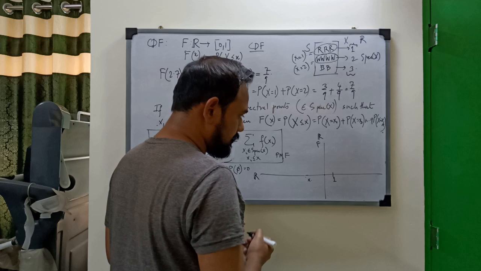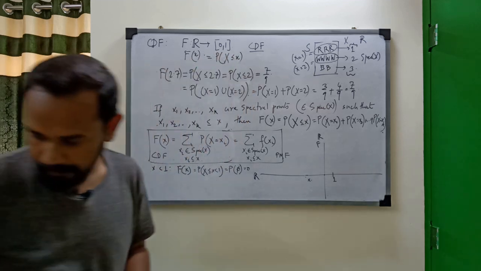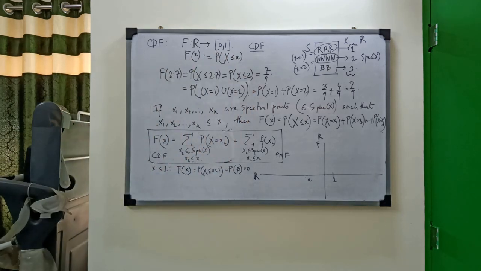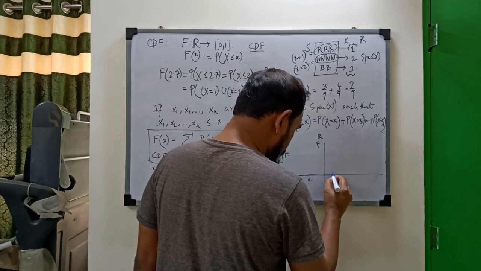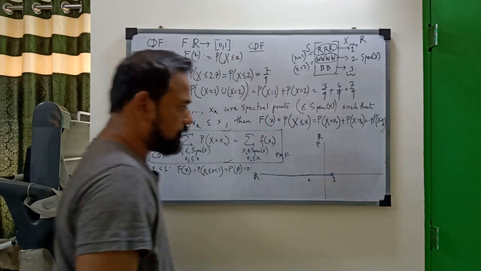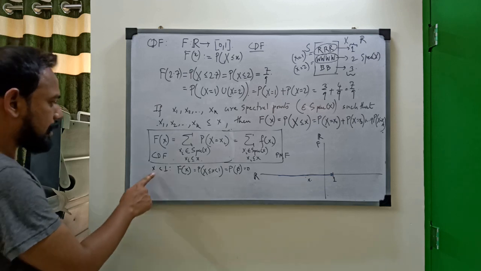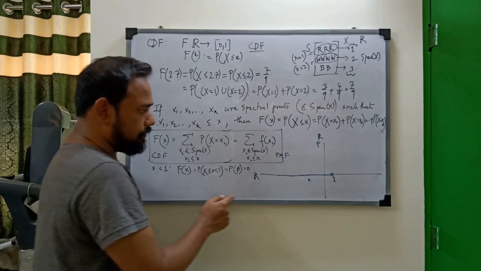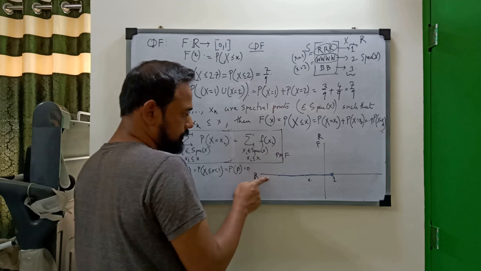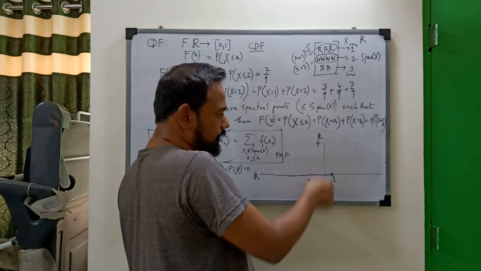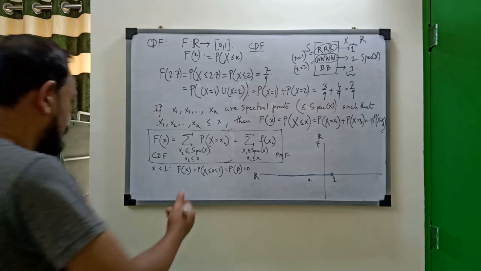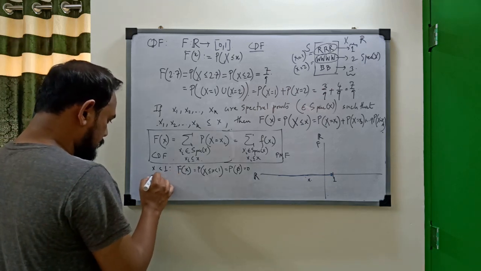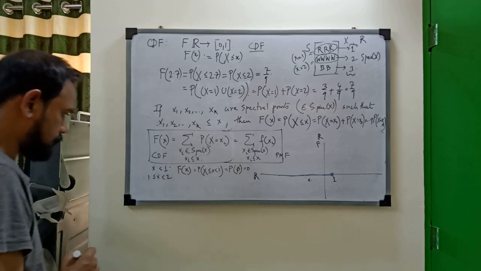So let me use another color. All these points, before they reach 1, strictly less than 1, the function capital F is basically along the x-axis, y equals 0. Okay, what happens when x is more than 1 but less than 2?